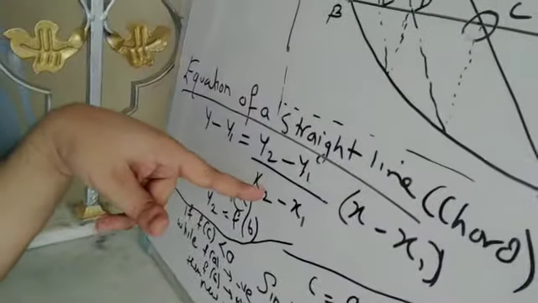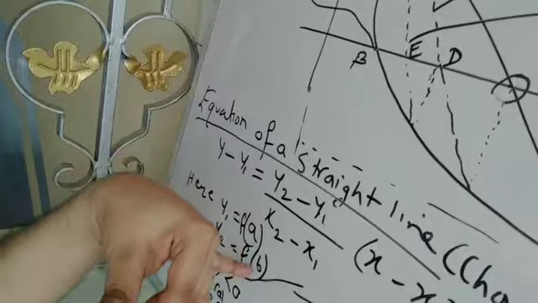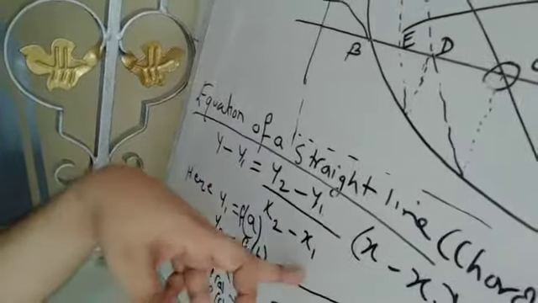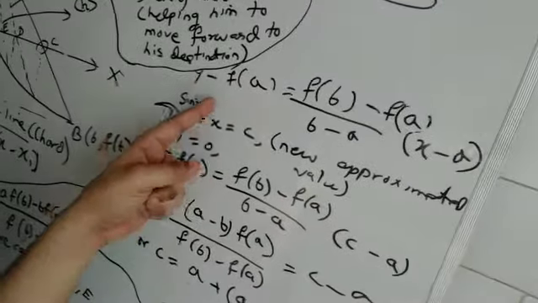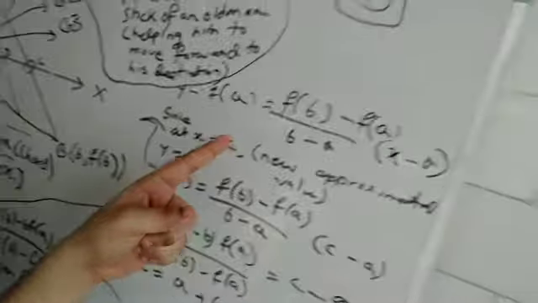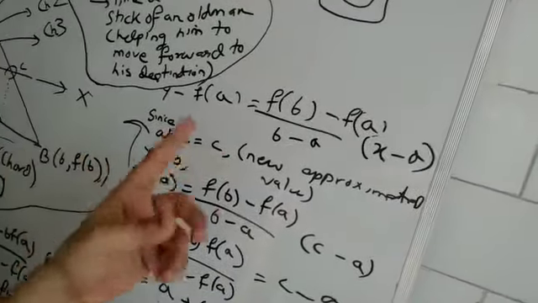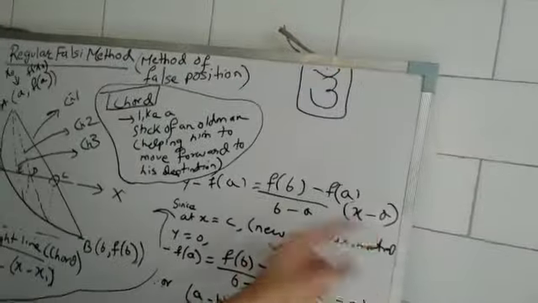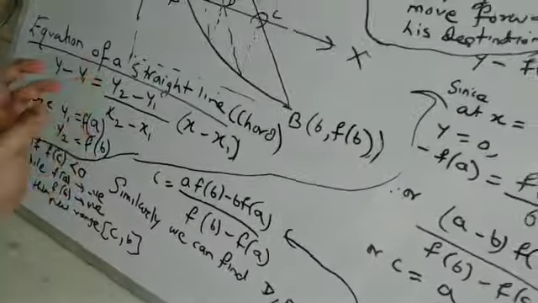Now just put these values in this equation. Here x2 is B and x1 is A. So if I write it, what will come? y minus Fa equals (Fb minus Fa) by (B minus A) into (x minus A). Just put these values in this equation.